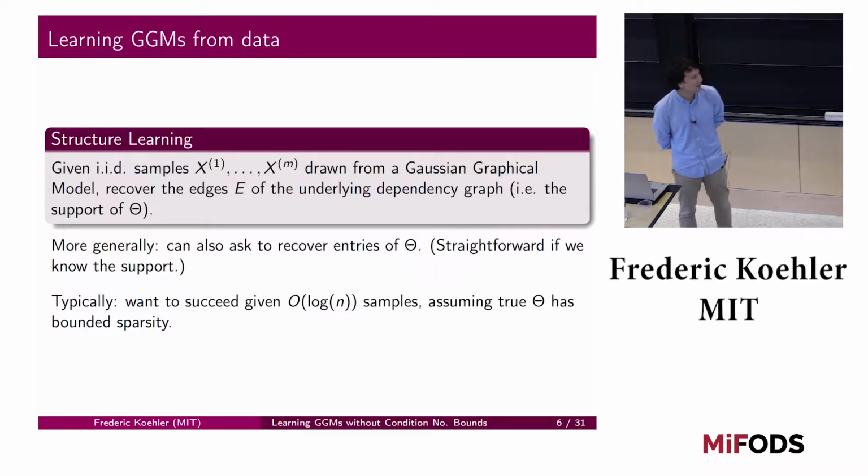So for that reason, we'll focus on recovering the support. And the idea is that, where n is the dimension, instead of using n samples, you would like to succeed with only log n samples. And this is under the assumption that theta is sparse.